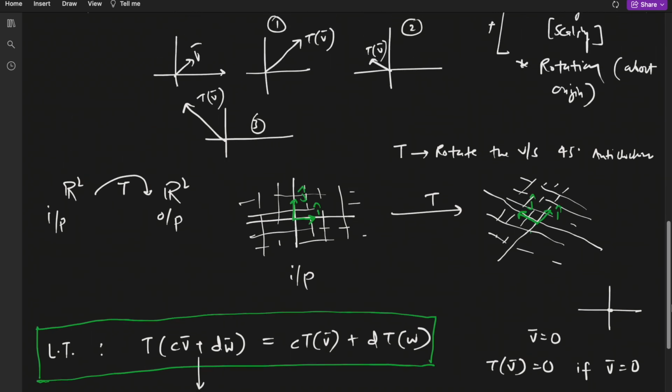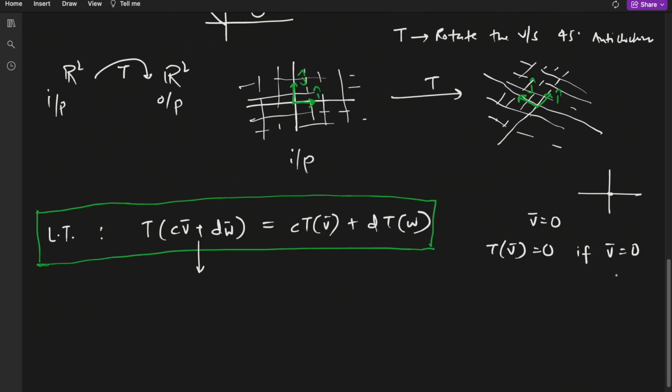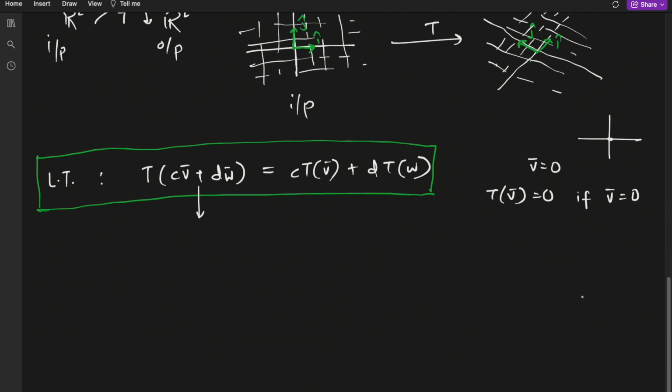I will mention the three properties of linear transformation later on. One of them is this, that the origin doesn't change. So if the vector itself is the 0 vector, then the linear transformation of that vector is always going to be the 0 vector itself.